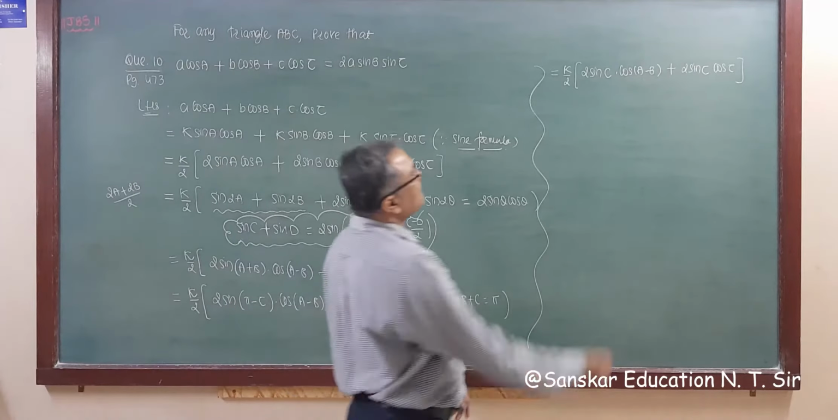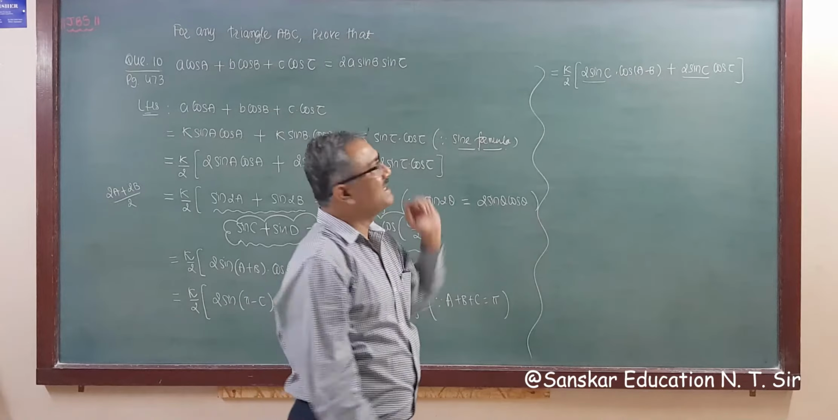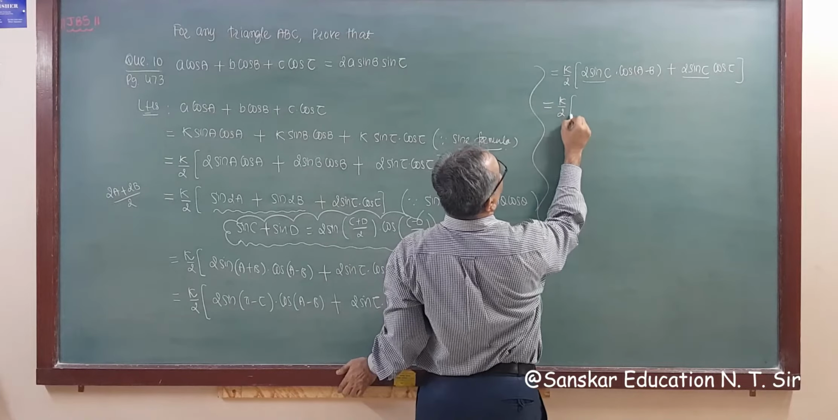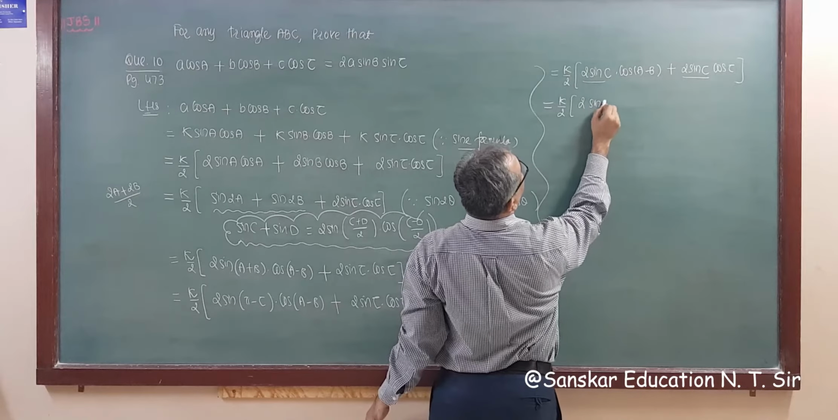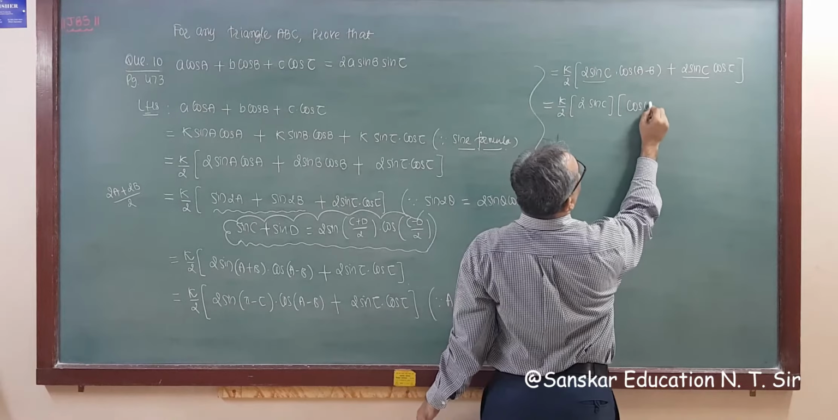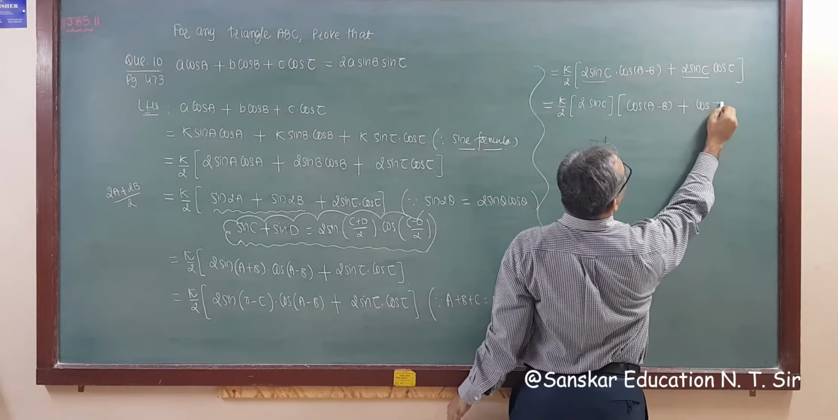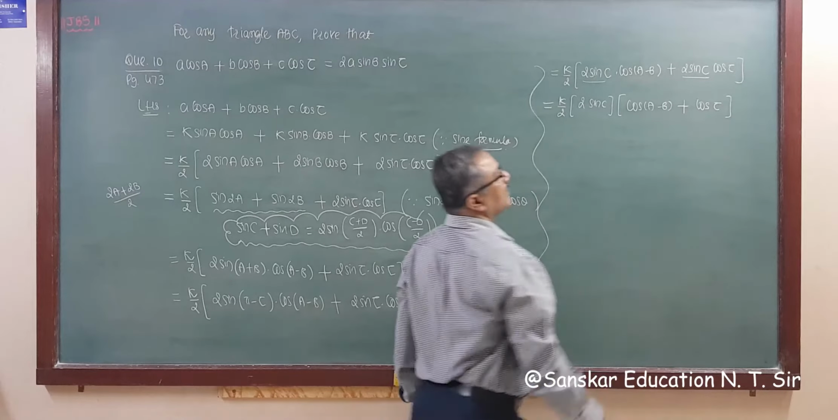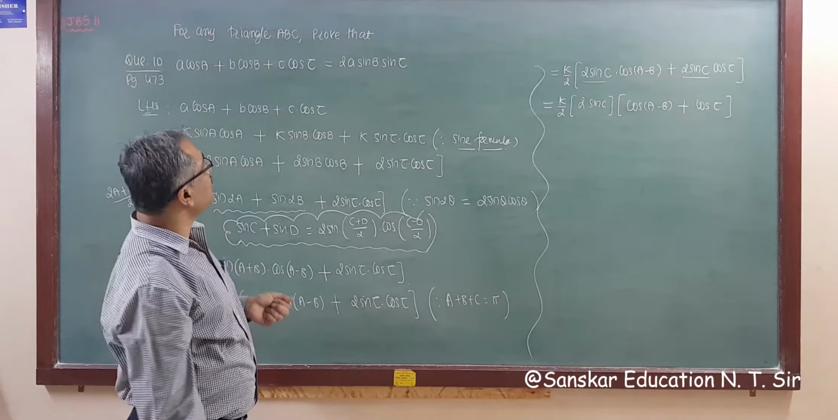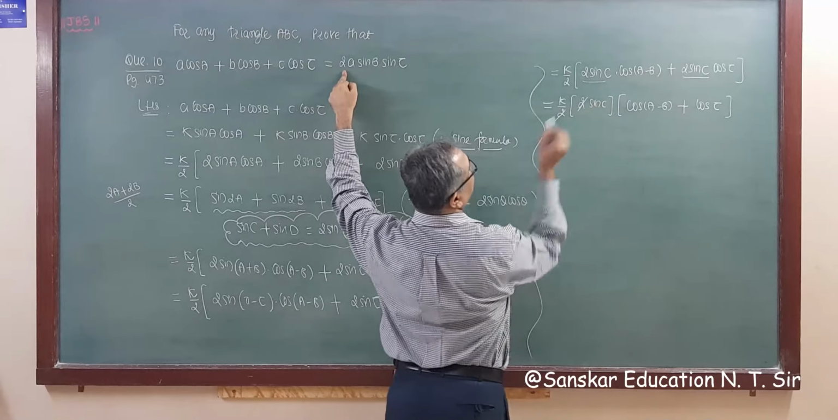So 2 sin C is common here. Taking 2 sin C common, this is K by 2 into 2 sin C, and the remaining will be cos(A minus B) plus cos C. Right? So what we have to prove? The 2 will cancel.